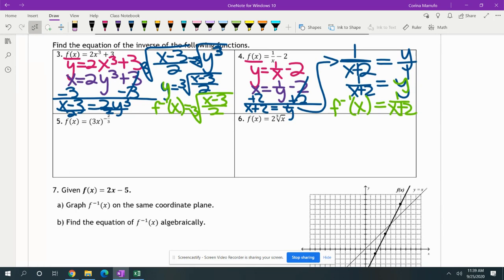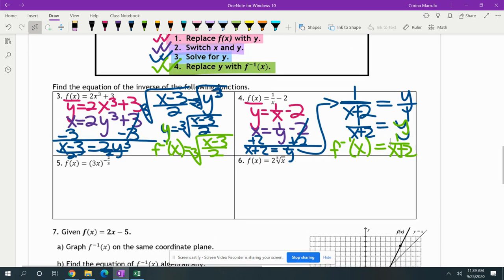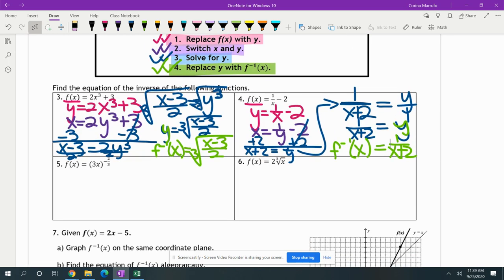The next section. So here we have f of x equals 3x to the power of negative 2/3. So we start doing the exact same steps. Our first step is to replace f of x with y. So we're going to write it as y equals 3x to the power of negative 2/3.